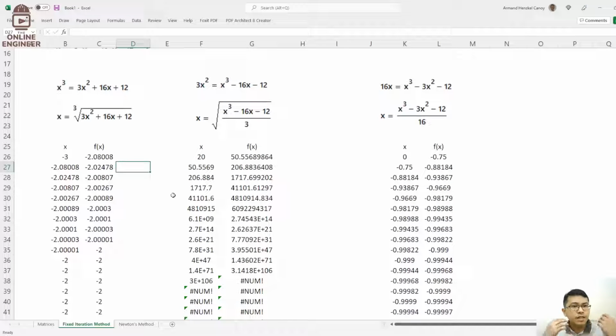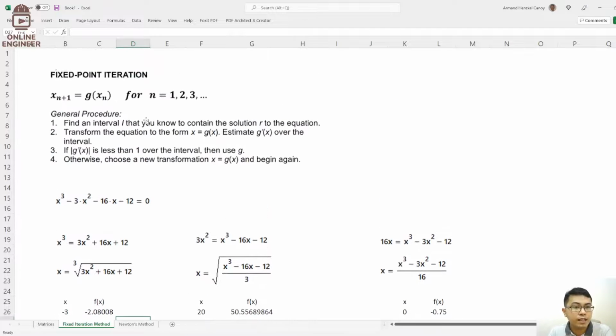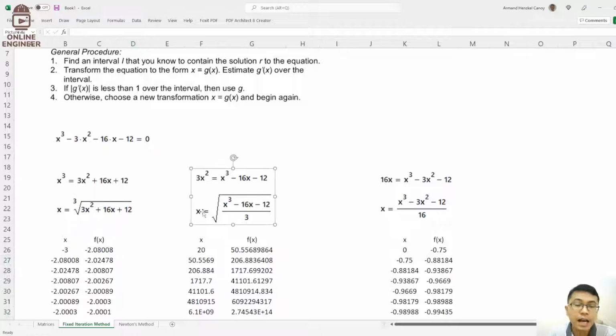Well, when we use the fixed point iteration method, we could actually get another expression of x. How do we do that? Here. So say for example, we're going to isolate the second term. So we transfer 3x squared over to the right side. So it becomes like this: x cubed - 16x - 12. And then I express everything in terms of the sole variable x. So divide first by 3, and then take the square root.